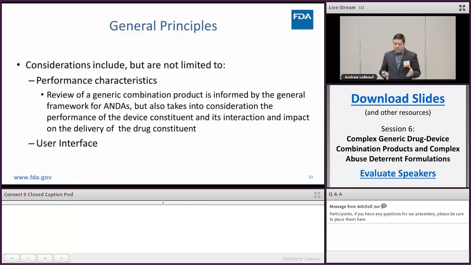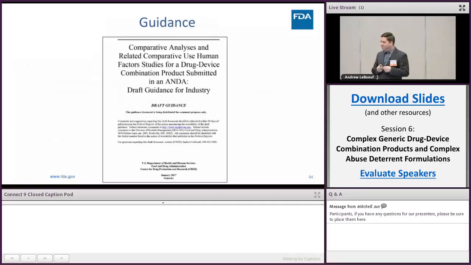So for instance, when we talk about performance characteristics, the review of the generic combination product is informed by the general framework of ANDAs, which I had talked about a few slides back. But it also takes into consideration the performance of the device constituent and its interaction and impact on the delivery of the drug constituent as well. We also talk about user interface considerations or use-related considerations. And that's where we give rise to this draft guidance, which was issued back in January of 2017, entitled Comparative Analyses and Related Comparative Use Human Factor Studies for a Drug-Device Combination Product submitted in an ANDA.